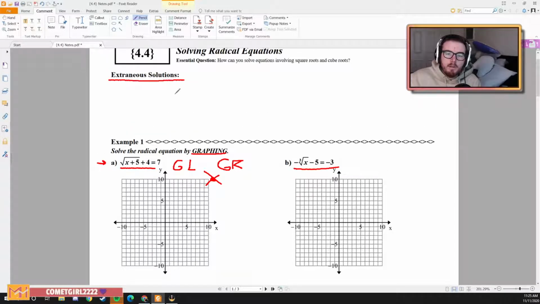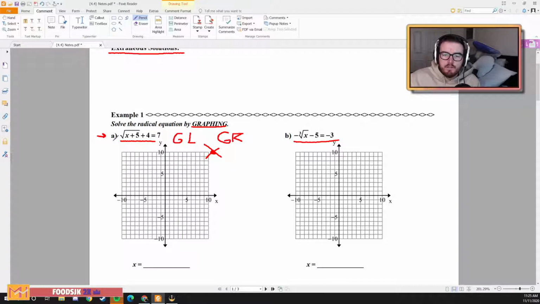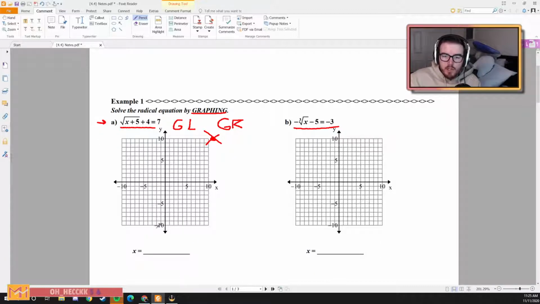I'm going to talk about extraneous solutions in class, so I'm going to leave this blank, and this can be something that we fill in together in class. And I'm just going to focus specifically on solving by graphing today. So I'm going to do exactly what I just said. I'm going to plug in the left side, and I'm going to plug in the right side.